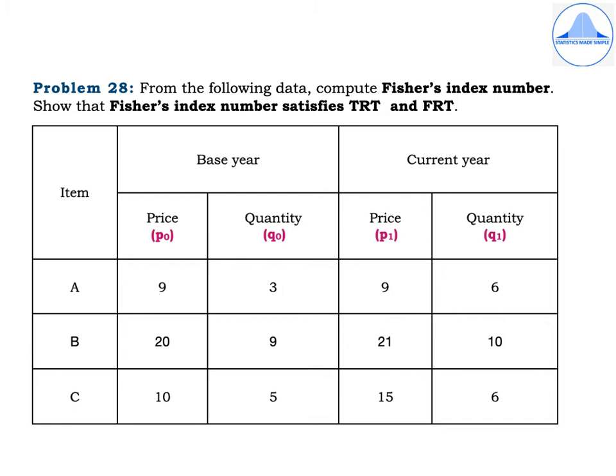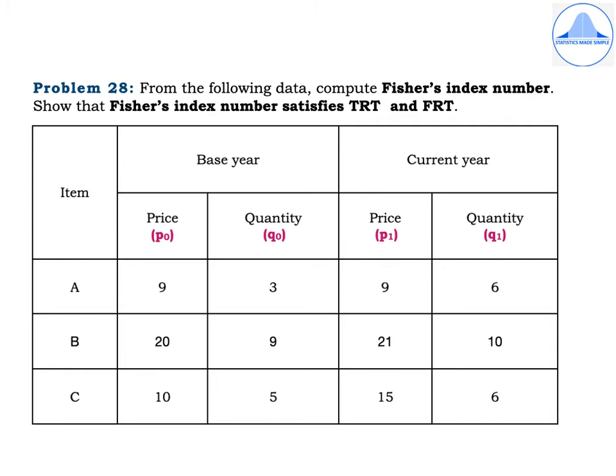Problem 28 is an important question. From the following data, compute Fisher's index number. Show that Fisher's index number satisfies TRT and FRT. In the first column, the items are A, B, C. The base year prices are 9, 20 and 10. The quantities for the base year are 3, 9 and 5. The current year prices are 9, 21, 15, and the quantities for the current year are 6, 10 and 6.